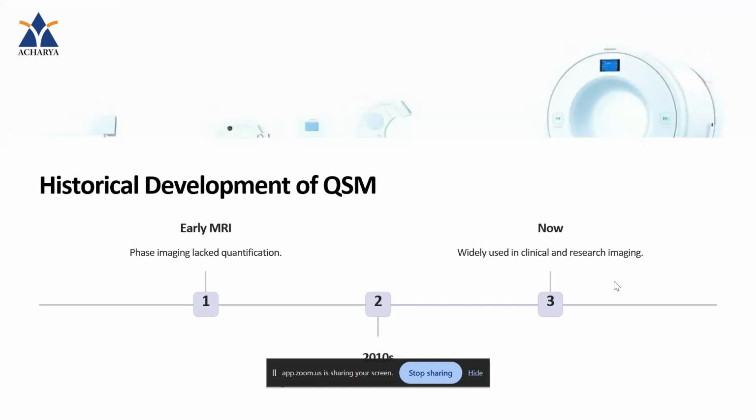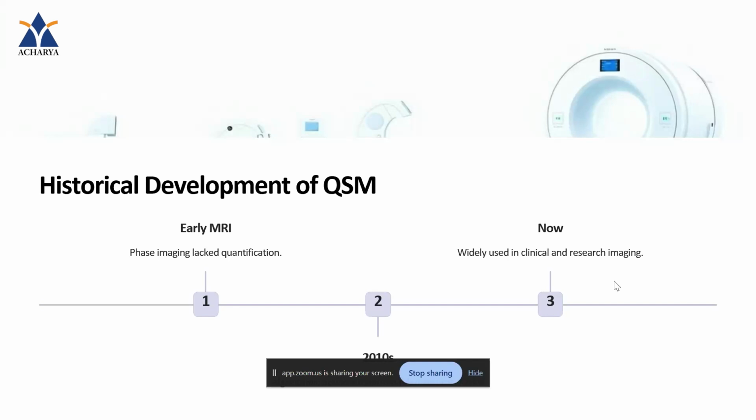Moving on to the historical development of QSM. In the early MRIs, we were using phase imaging, and we could also detect the magnetic field variation, but quantification of the images was not possible here. The phase contrast in MRI was visible, but it could not be interpreted in early MRIs.